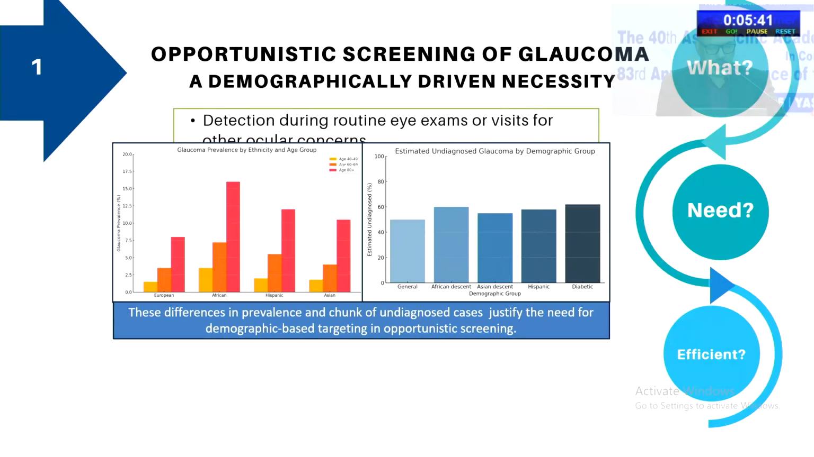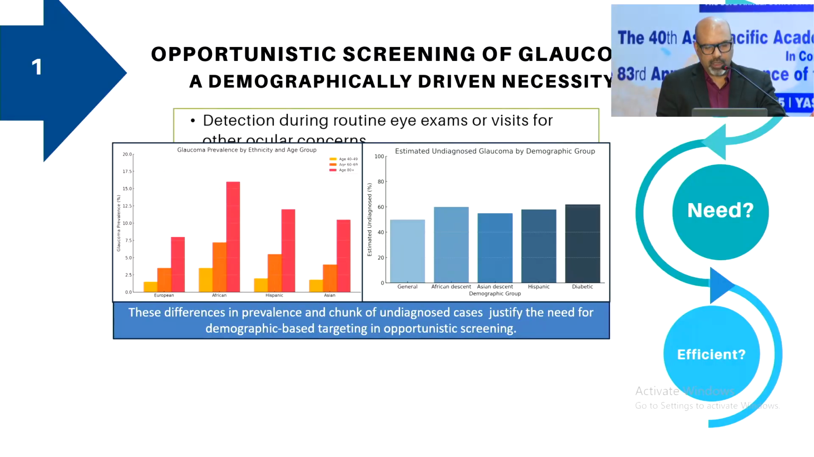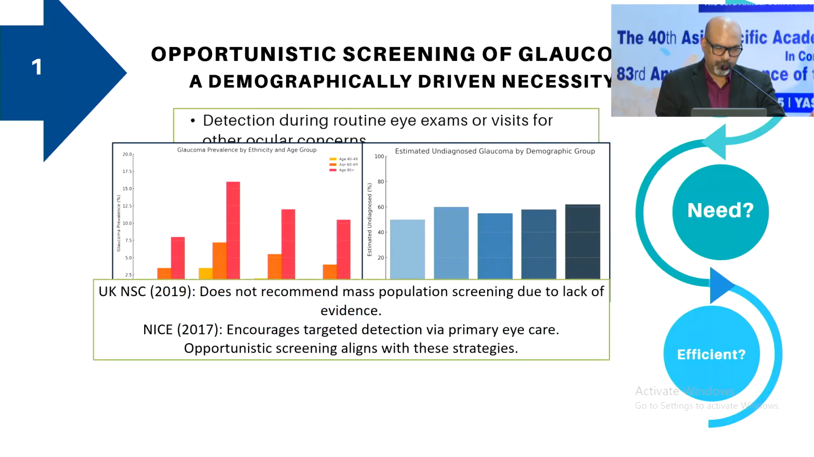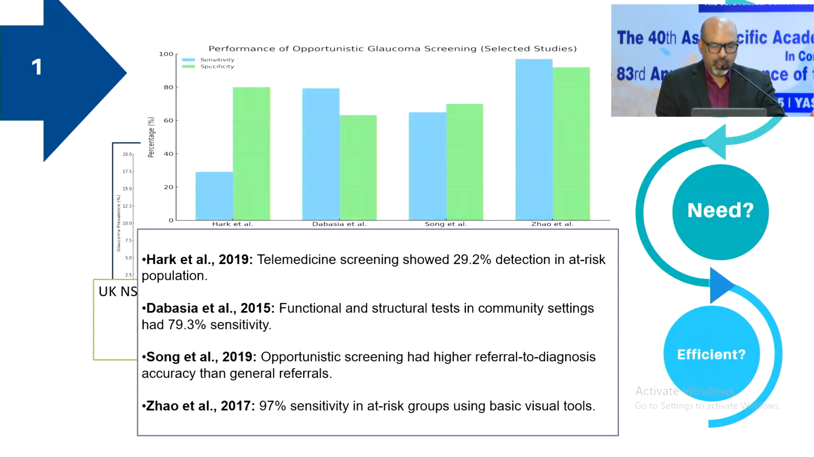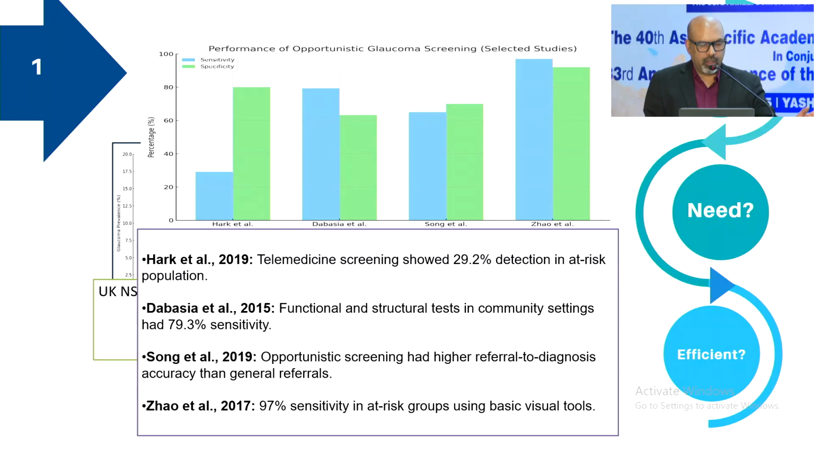Why? Because we know that glaucoma increases with age, and around 40 to 60% of patients are still undiagnosed. So we must use our tools in the best way to detect those cases. We know that there is 97% sensitivity in the at-risk group using basic visual tools. That was the finding of Zhao et al. in 2017. So if you use your tools correctly in the correct high-risk patients, there are more chances that you will end up diagnosing more glaucoma cases.